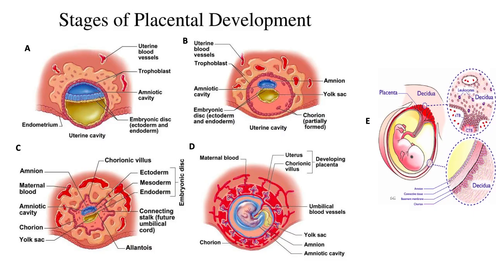Alright, so at this stage the villi are no more primary or secondary, but rather they are now called tertiary, because the mesoderm-filled villi have differentiated into blood vessels.